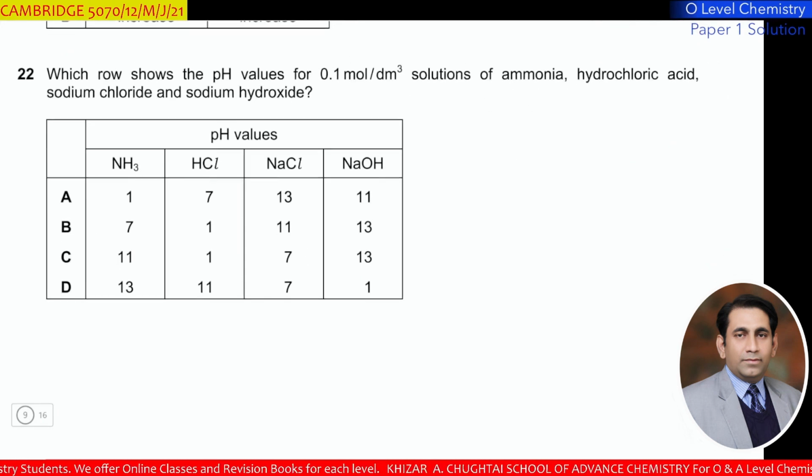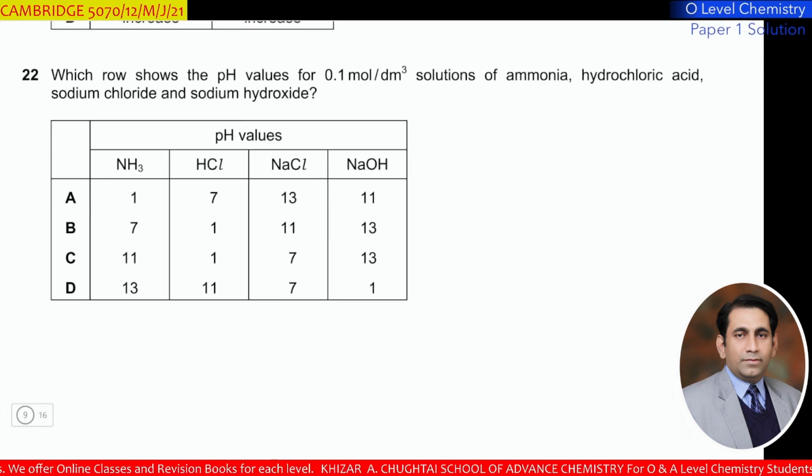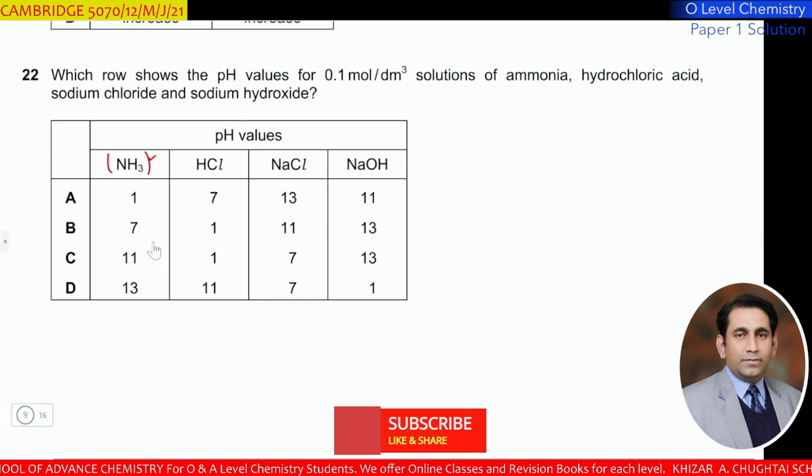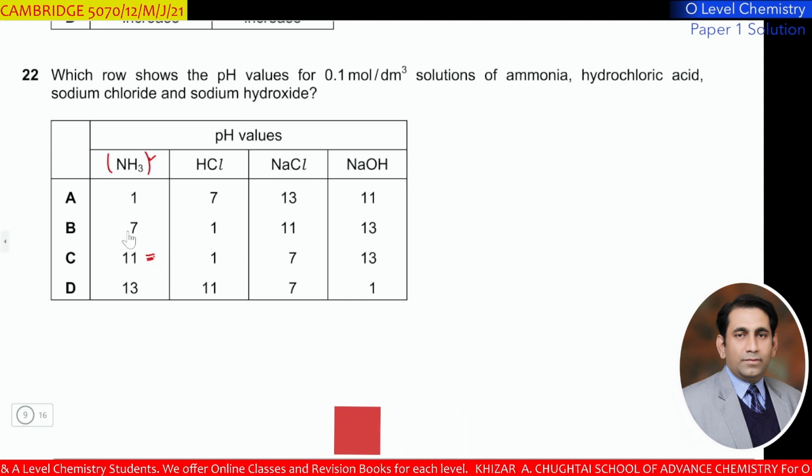Question number 22. Which row shows the pH values for 0.1 mole per dm cube solution of ammonia, hydrochloric acid, sodium chloride and sodium hydroxide? pH value of NH3, that is the weak base, it should be 11. It's a base, so its pH must be higher than 7. HCl is a strong acid, its answer should be 1.